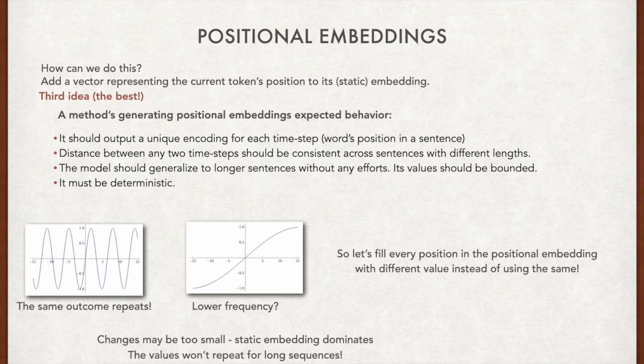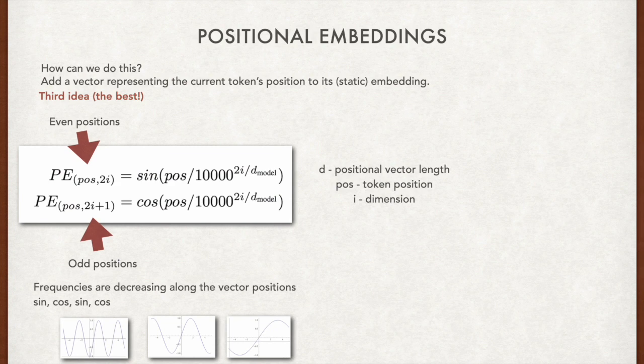For these reasons, the authors decided that each of the values in the positional embedding vector should obtain a different value instead of setting the content of the whole vector to the same value. In these positional embedding representations, even positions used sine functions to calculate values, while odd ones used cosines. Moreover, the frequencies of those sines and cosines decreased along the embedding dimensions, so that instead of deciding which frequency to use, let's use many of them at once.